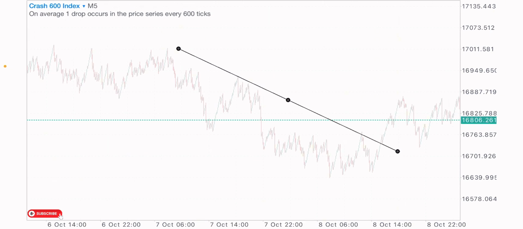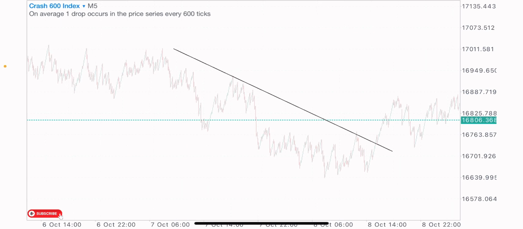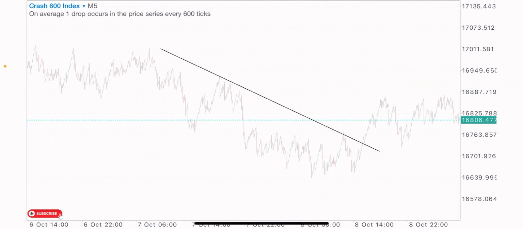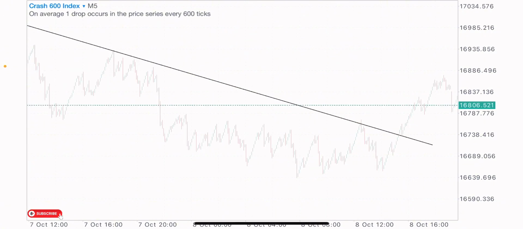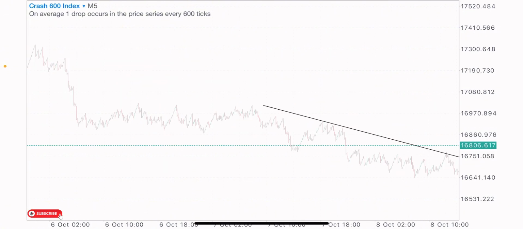We don't care about the higher time frame moves because we usually don't get spikes and crash on higher time frames. It's on lower time frames like the 5-minute time frame we see the boom and crash index give the spikes and crash. So on the 5-minute time frame, we got the market on a downtrend. That's the first thing we spot, the market direction basically.